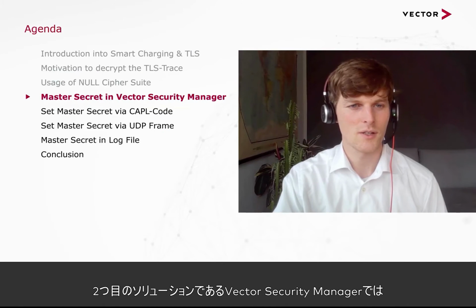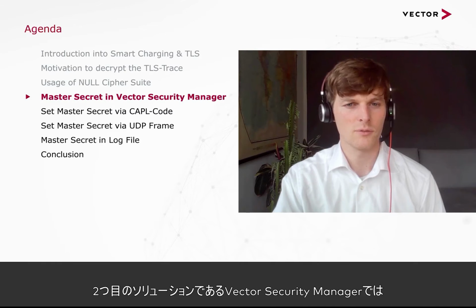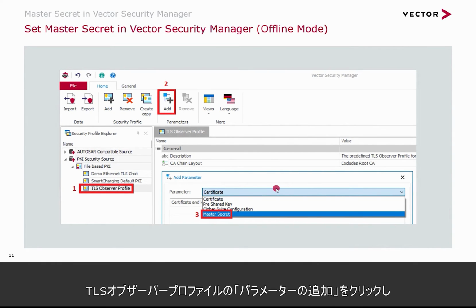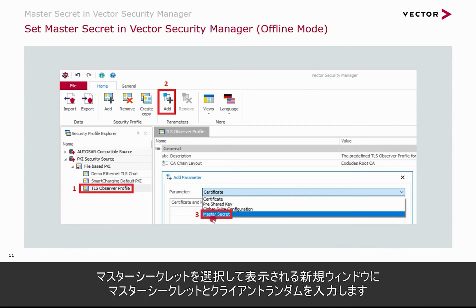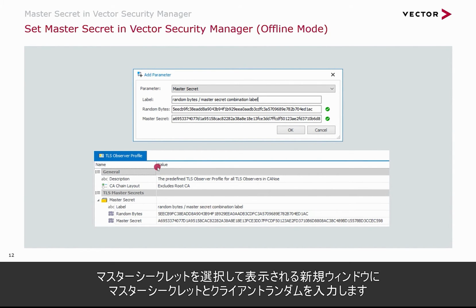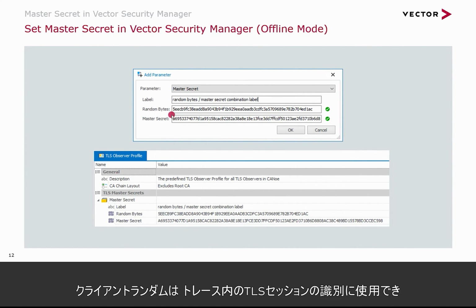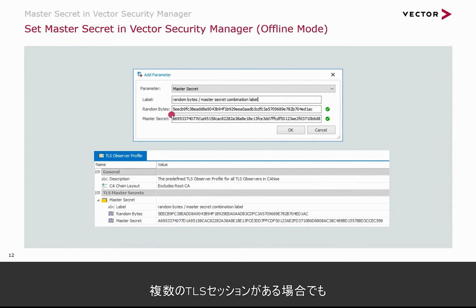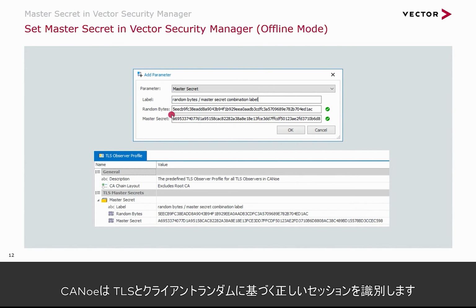The next solution is you can set the master secret in the Vector Security Manager. You can open the Vector Security Manager, click on the TLS Observer profile, add parameters, choose master secret here, and a new window will appear where you can type in your master secret and your client random. The client random is used to identify the TLS session in your trace. So you can have multiple TLS sessions in your trace, and CANoe will know the correct session according to the client random.